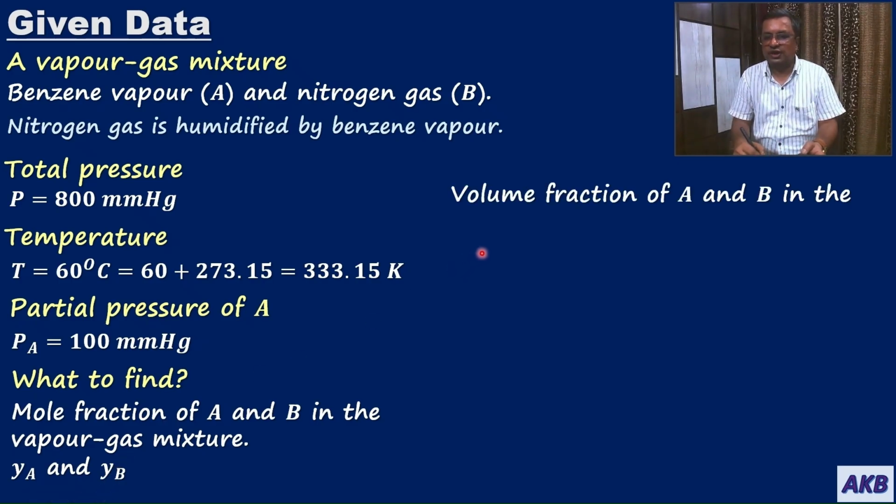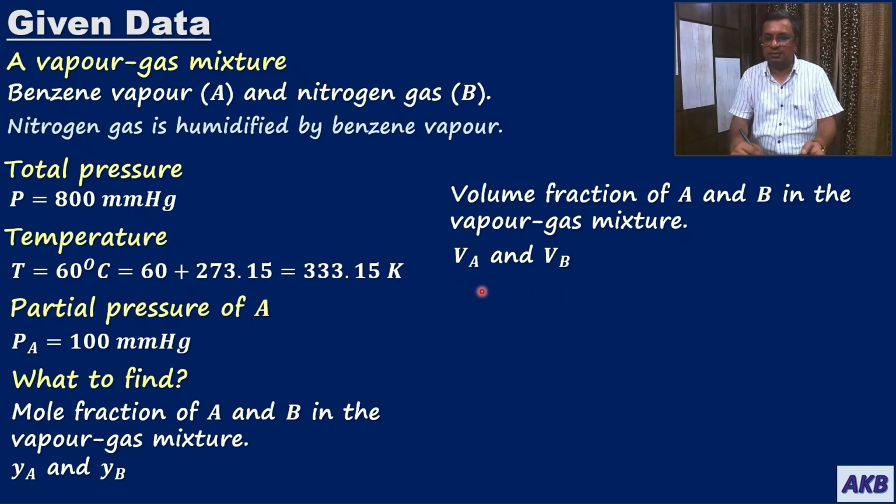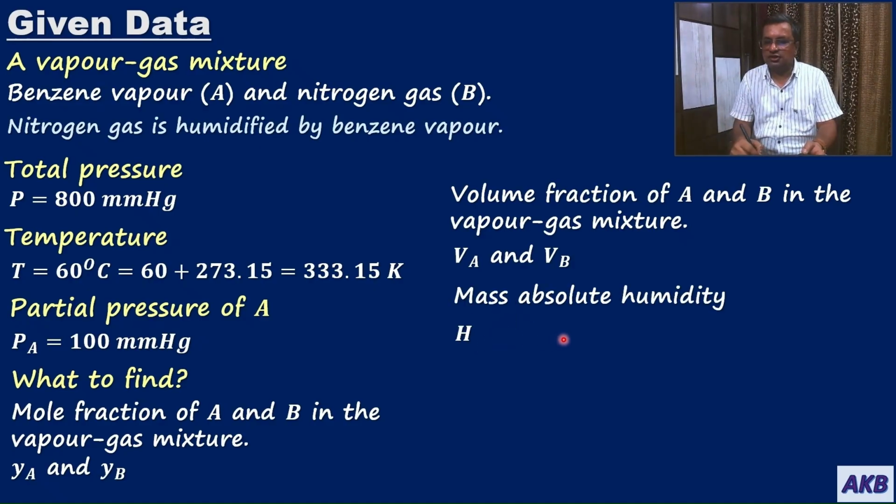Then we have to get the volume fraction of A and B in the vapor gas mixture. Let us denote that by VA and VB. So VA is the volume fraction of A in the vapor gas mixture, and VB is the volume fraction of B in the vapor gas mixture. So we are supposed to get VA and VB. Then we have to get the mass absolute humidity, which is nothing but H. As per our notation, it is capital H. We denote mass absolute humidity by capital H. And then finally, we also have to get the molar absolute humidity. That is, we have to get HM.